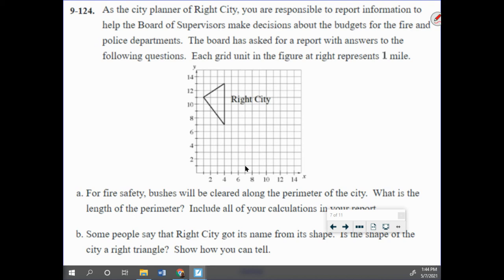A, for fire safety, bushes will be cleared along the perimeter of the city. And this is Wright City right here. This is the city. And yes, it's kind of weird. Who shapes a city like that? I don't know, but someone did. The bushes will be cleared along the perimeter of the city. What is the length of the perimeter? Include all your calculations in your report.